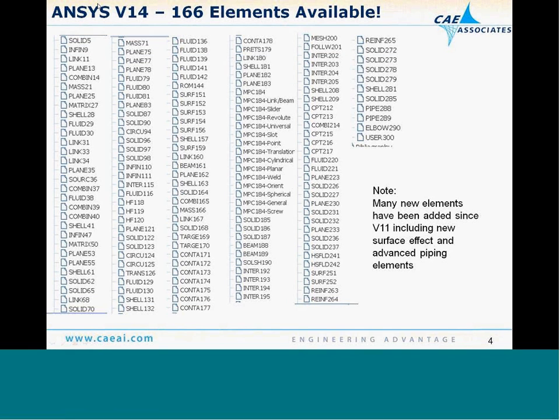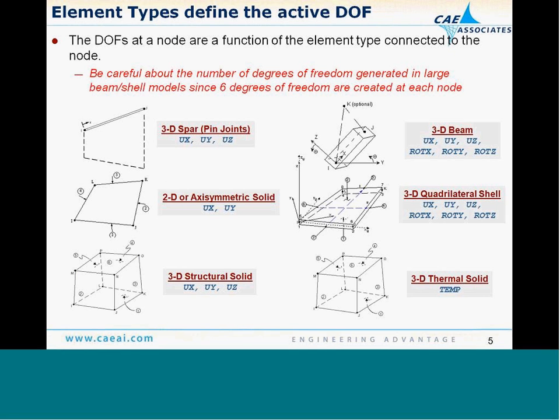Move to the element types. So we've got many different element types available in ANSYS. We select control which active degrees of freedom that ANSYS will solve for. So whether we're using a beam element, a truss element, a two-solid, the actual finite element calculations are based on the active degrees of freedom for these element types.